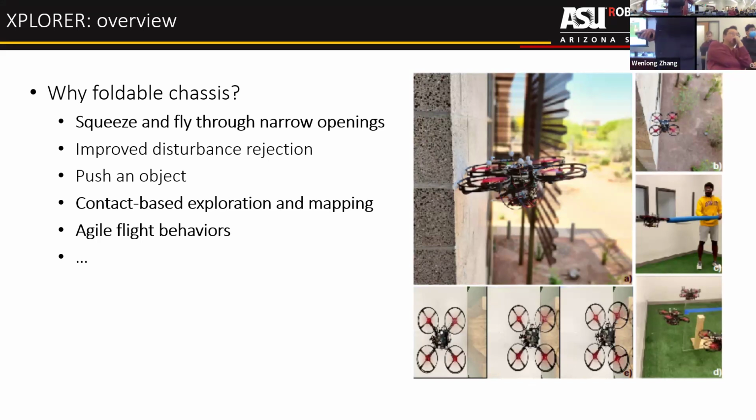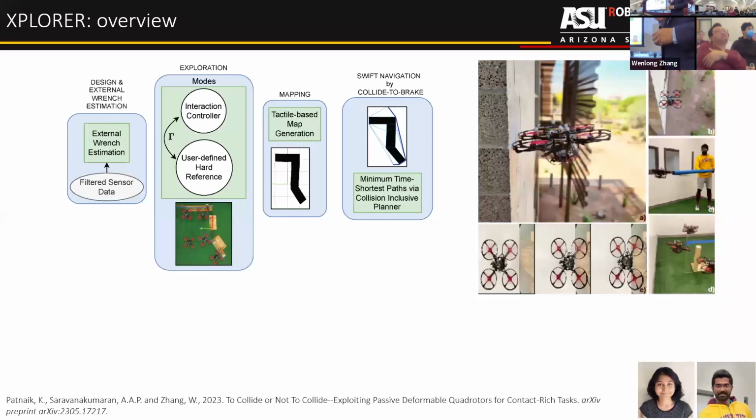And lastly, we would also want to explore, can we really generate any agile flight behaviors with these foldable drones through collision? Instead of avoiding collision, if we do collision-inclusive or collision-aware trajectory planning, what are some of the new capabilities these drones will have? So let's dive into these. The ones that I voted for are the ones we're going to highlight a little bit more here, but we have a paper that shows other capabilities.